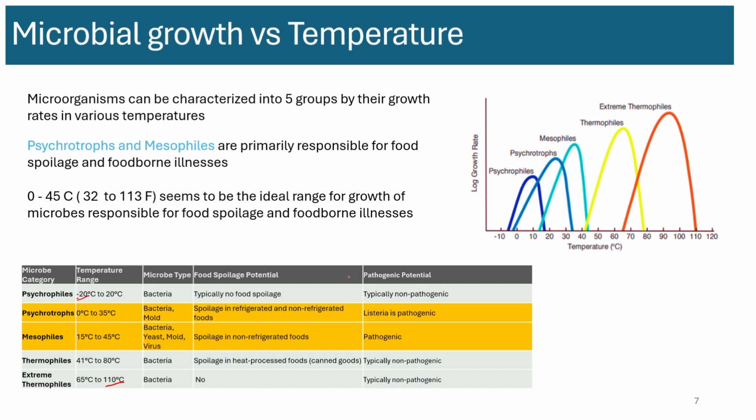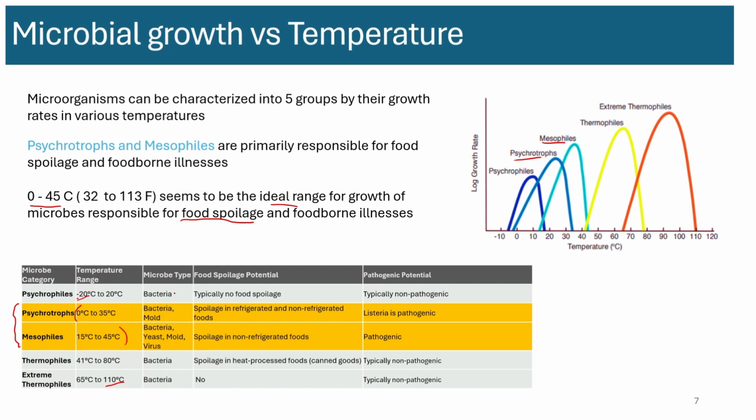And within that range, a subset of those microbes are responsible for food spoilage. Not all of them are responsible for food spoilage, but it's a small subset. These are primarily under two categories, the psychrotrophs and mesophiles. They typically range from the temperature you'll see in a refrigerator to the temperature outside in your room. So 0 to 45 degrees C is the ideal range for growth of these food spoilage microbes.